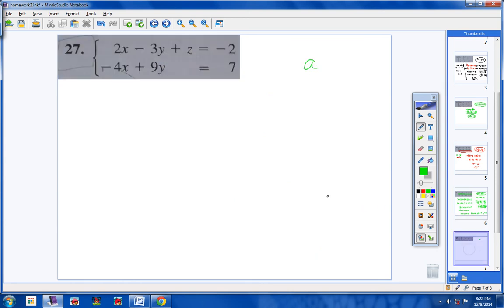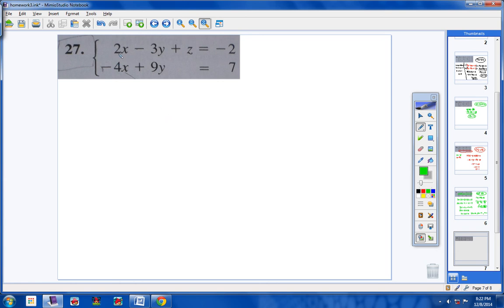So right now, I have a problem. I have no equation with just a y and a z. Do you see that? This equation here does not have a y and a z only. And this equation here does not have a y and a z only. So what am I going to do? Well, here's what I'm going to do. I'm going to eliminate my x's and hopefully come up with an equation that has a y and a z.